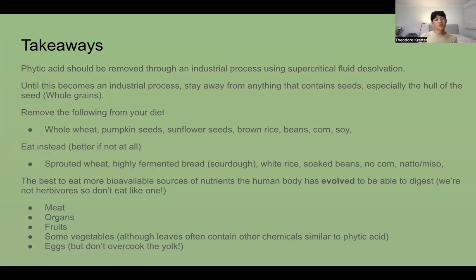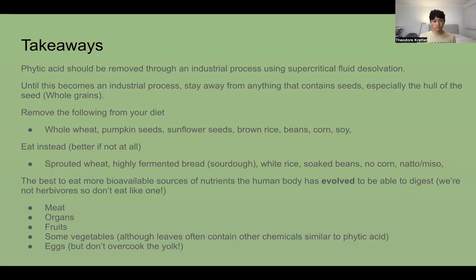So some takeaways from this presentation is that we really should be removing phytic acid from all seeds, all grains, all beans through supercritical water desolvation. But until this becomes an industrial process, I would stick to what we are evolved to eat. So that'd be getting rid of seeds, especially seeds that are whole grains. I'd remove the following from your diet: whole wheat, any sort of seed, pumpkin seeds, sunflower seeds. You can actually see when you eat pumpkin and sunflower seeds, they're not actually digested. I'd take away brown rice, beans, corn, and soy.